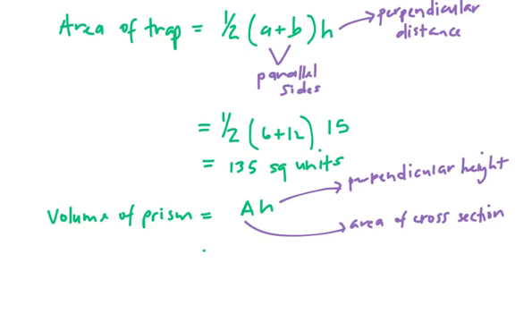So therefore the volume of our prism is 135, which is the area of our cross section, or the area of our trapezium that we just found from part 1, multiplied by the perpendicular height that was given, which is 3 centimeters, and that works out to be 405. And since we're talking about volume, that means that it's in cubic units or centimeters cubed.